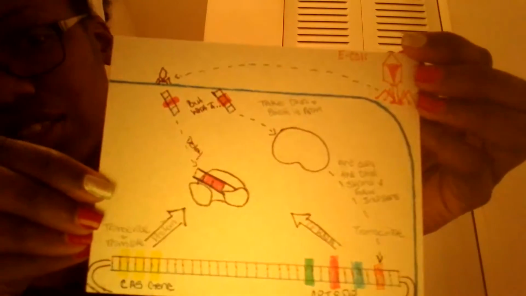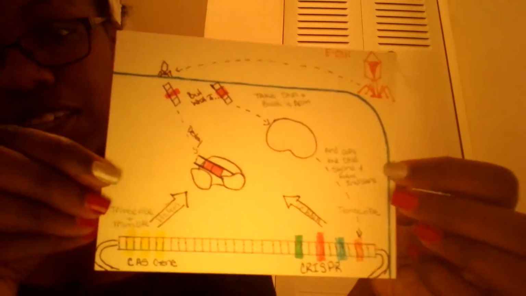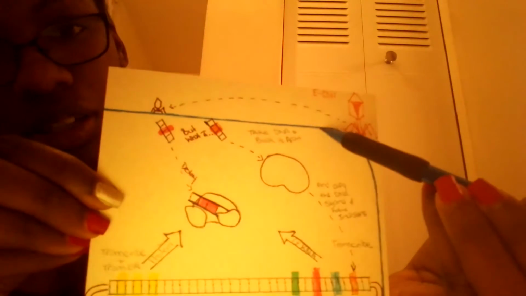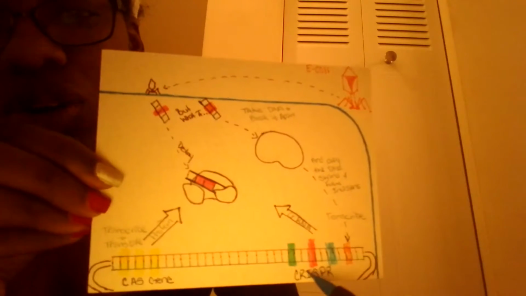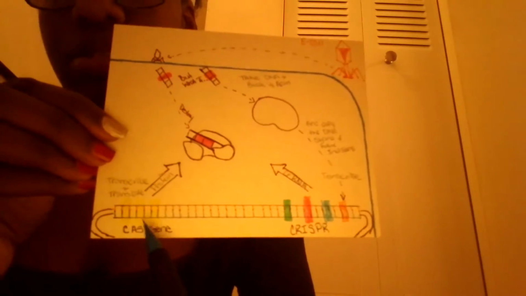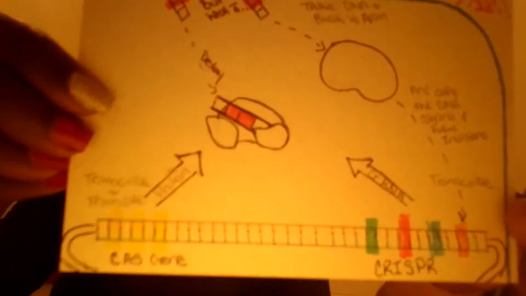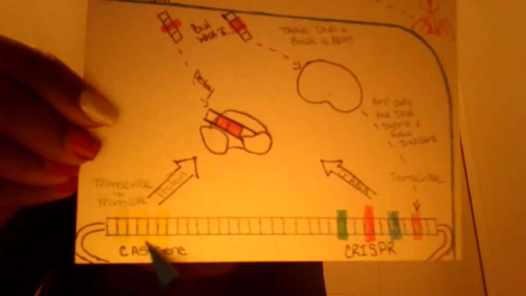Right over here, let's go back to that. We have our E. coli. This blue line right here is your cellular membrane. Then right down here you have your genome strand, and over here with the colors you have your CRISPR, and over here you have your Cas genes, which you really can't see on here, but they're highlighted in yellow.